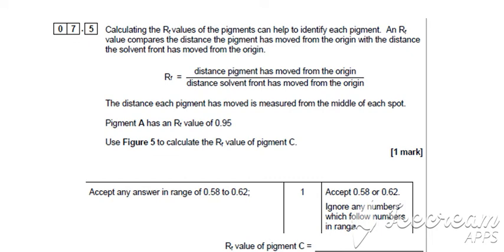Question 7.5 would like you to use the diagram that you've been given to calculate the RF value, and they give you the equation that it is the distance the pigments have moved from the origin divided by the distance that the solvent has moved. So it wants us to use figure 5 to calculate the RF value of pigment C.